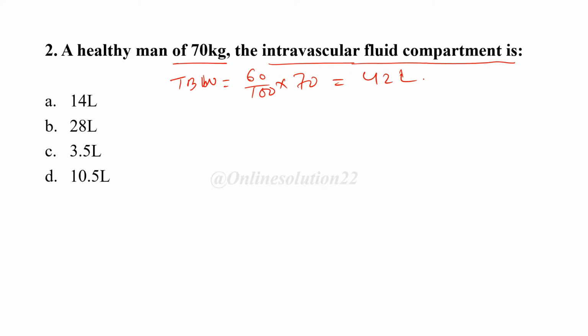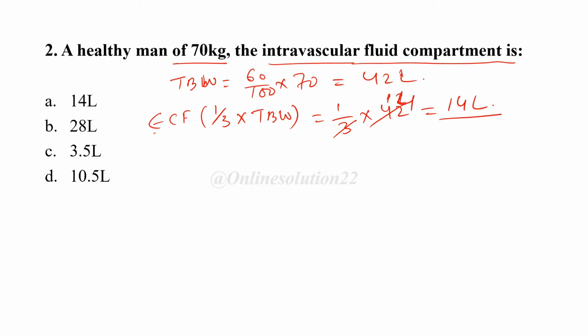So now we have to calculate the extracellular fluids. The extracellular fluid is 1/3 of total body water. So 1/3 multiplied by 42. Here 42 divided by 3, we will get 14. So the extracellular fluid is 14 liter.